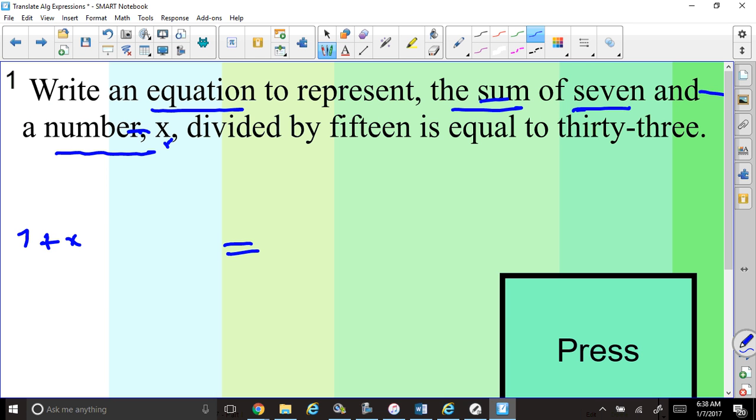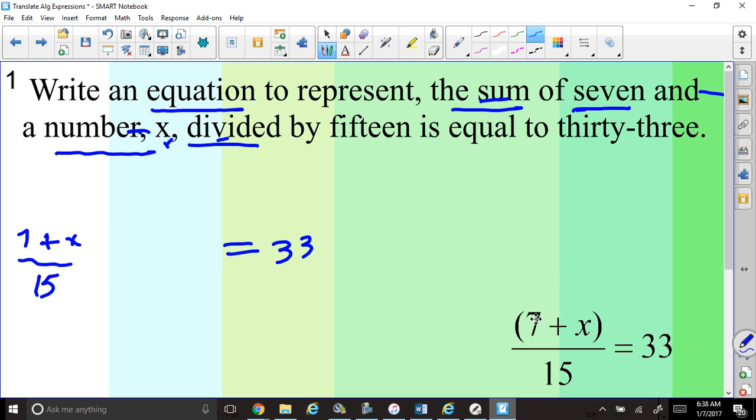And then it's going to be divided by, so I'm going to draw my fraction bar, 15. And that's equal to 33. So there is what it looks like. So we have 7 plus X in the numerator, and I even put parentheses around it to make sure that sum is done first, over 15, and it equals 33.